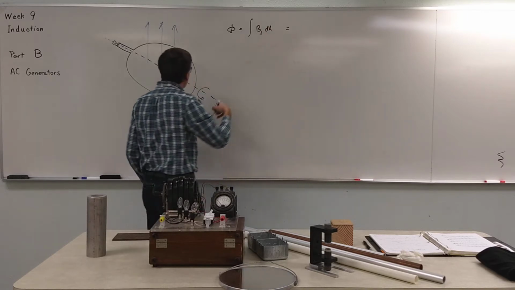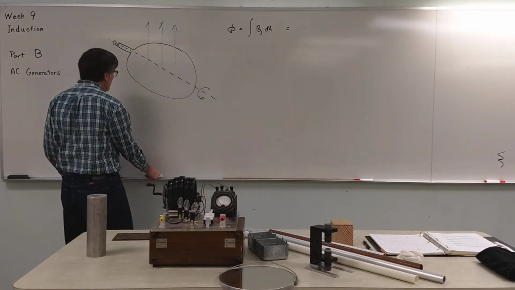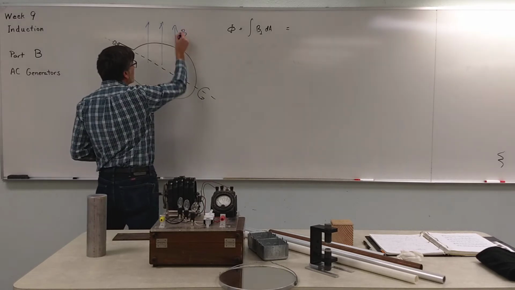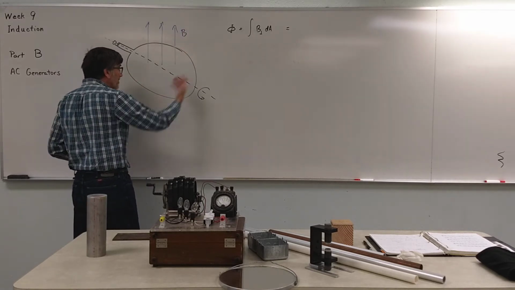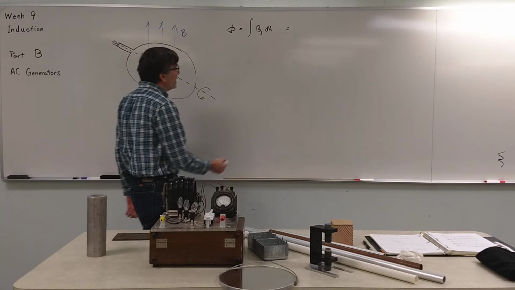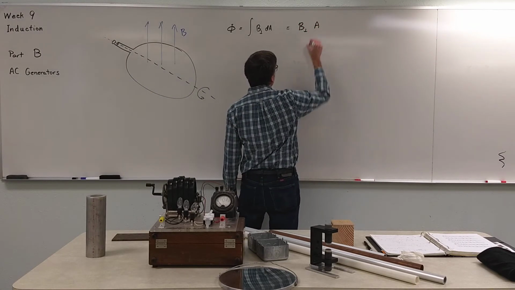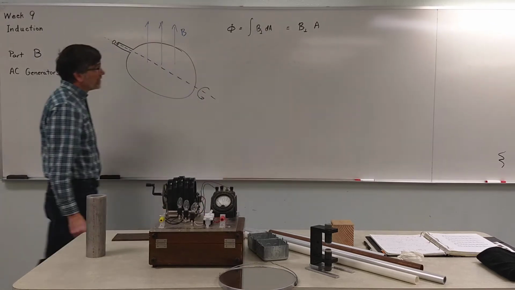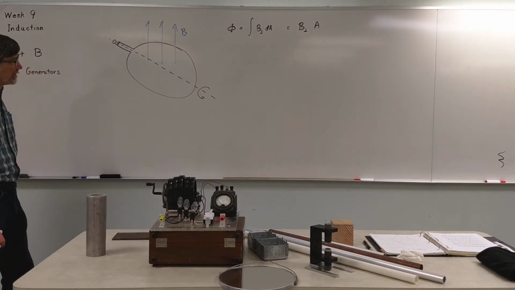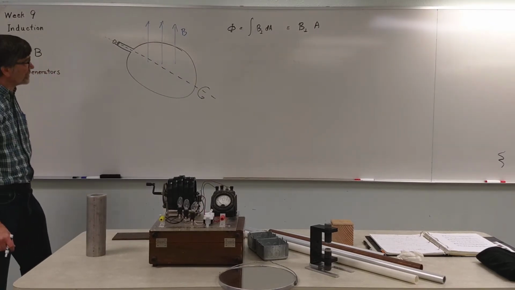We're going to assume here that the B field is uniform, that everywhere it's the same value, so once again you can take it outside of the integral. So basically all we're going to have is B perpendicular times the area of the loop. The question though is, what's B perpendicular? That is going to change, the angle is going to change.